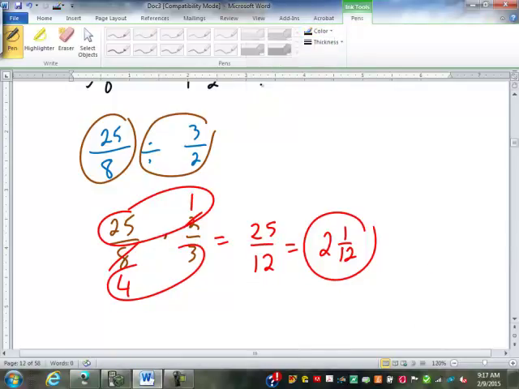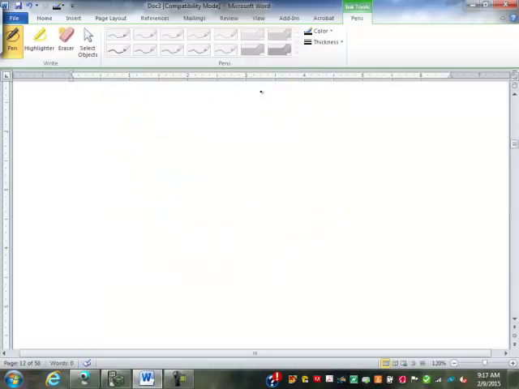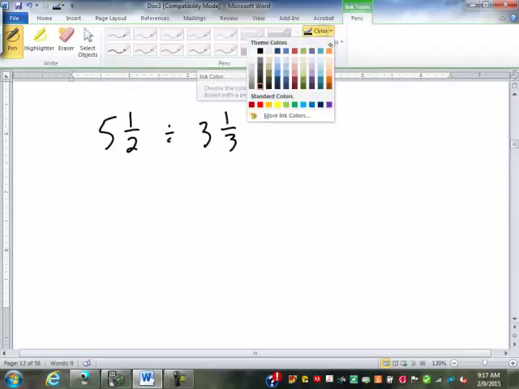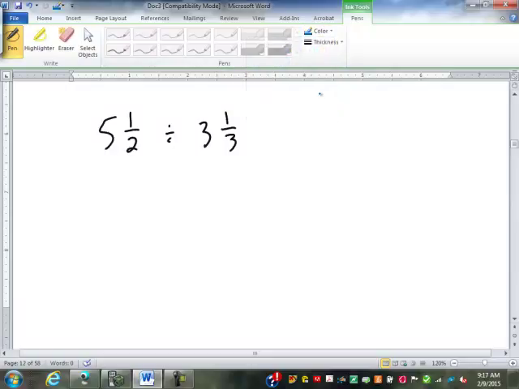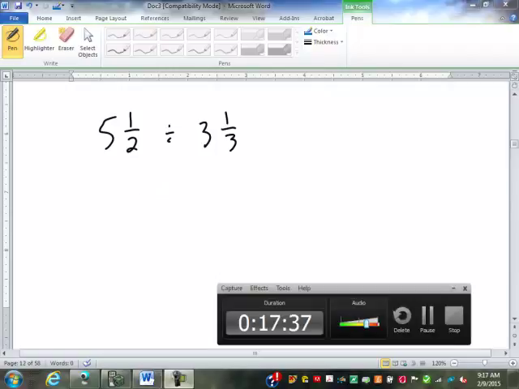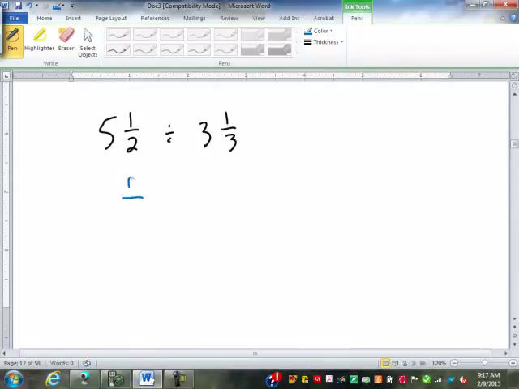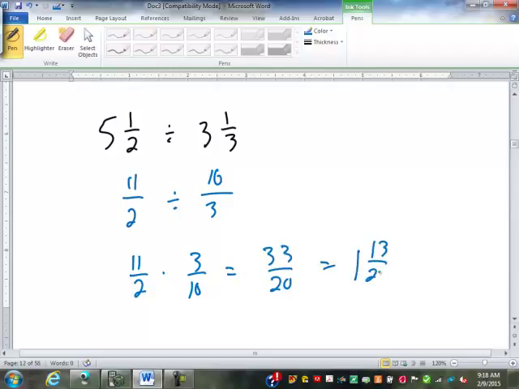So let's do one more example, and I'll give you your homework. Let's do 5 1/2 divided by 3 1/3. Tell me what to do. So this is 11/2. This is still divided by 10/3. So it is 33/20, or 1 13/20.